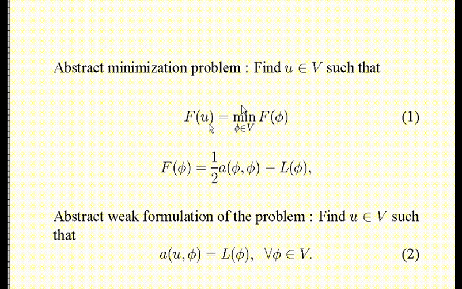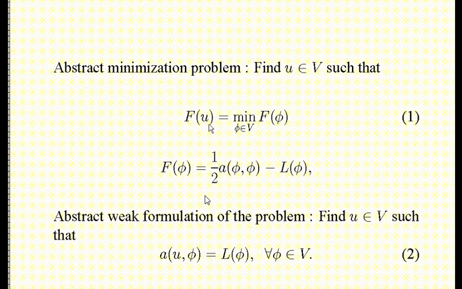We also have some equivalent minimum formulation, which takes this form. Always, this F of phi is half A of phi, phi minus L of phi. And we are asking ourselves if there exists a solution u such that F of u is equal to the minimum of F of phi, where phi is taken over all values in this Hilbert space.